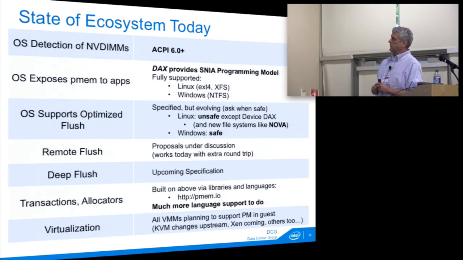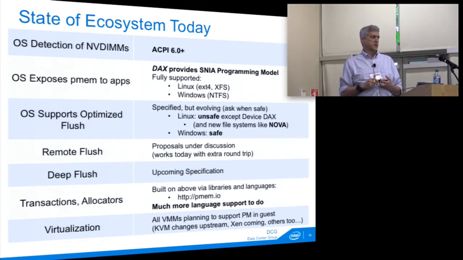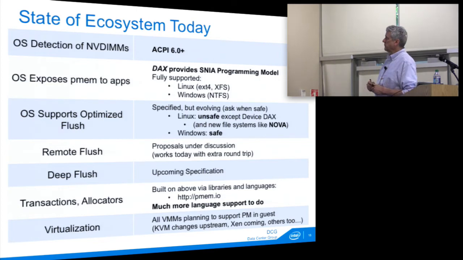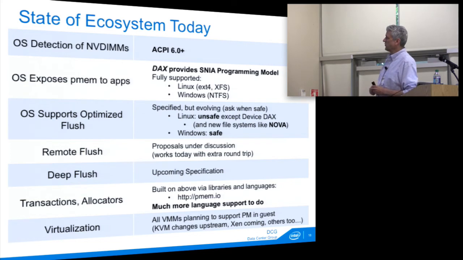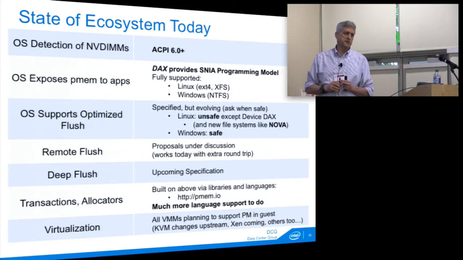How the OS exposes persistent memory to apps: that's a feature called DAX that basically provides the SNIA programming model. It's been upstream in Linux since I think 4.0 or 4.1, so it's been there for quite a while. It's gotten a lot of bug fixes and enhancements since then, so the latest kernels are the best, but it's up there. There are 2 file systems that know how to use it right now, ext4 and XFS. More are coming. And Windows, again, they call it the same thing, and right now NTFS is the file system that supports DAX. More may be coming.